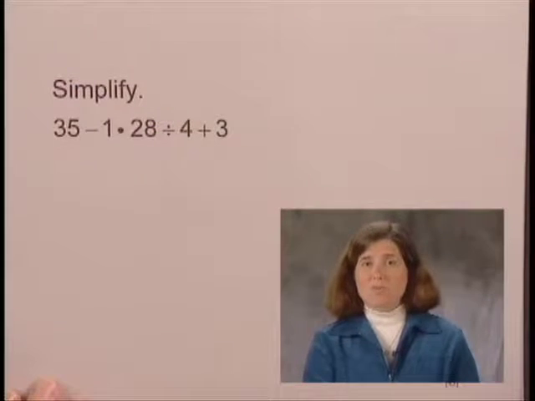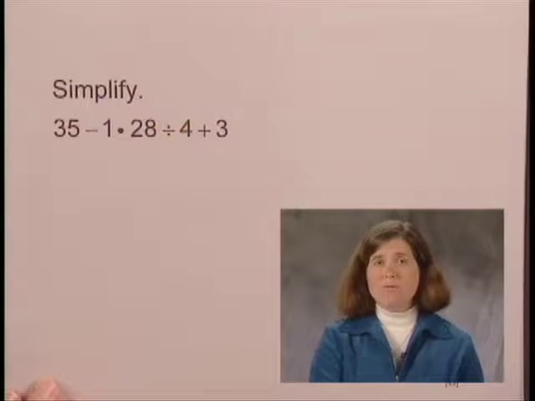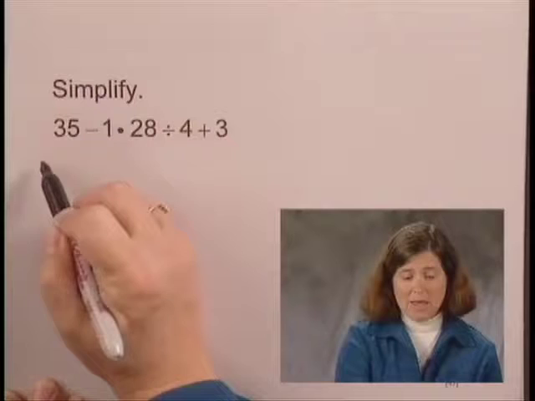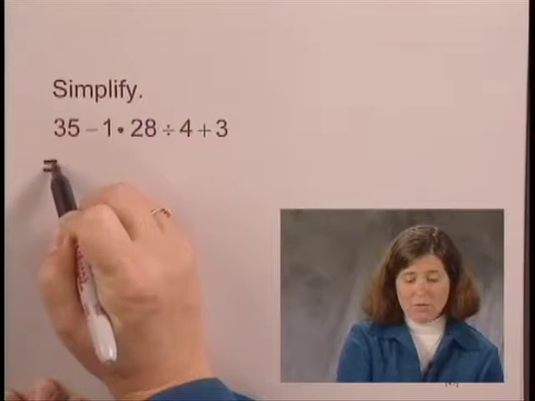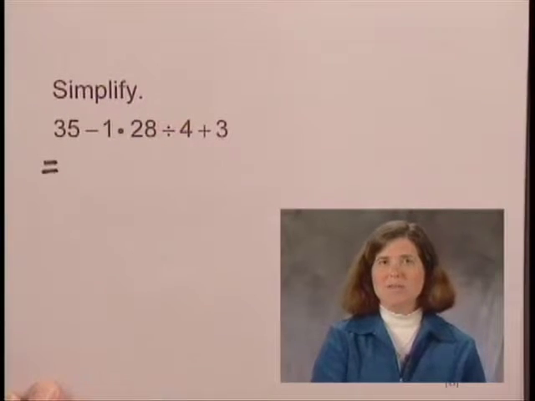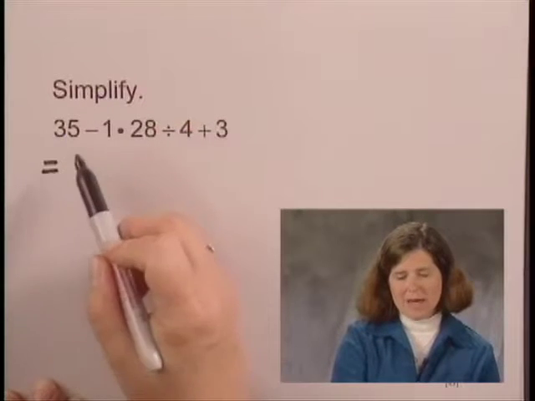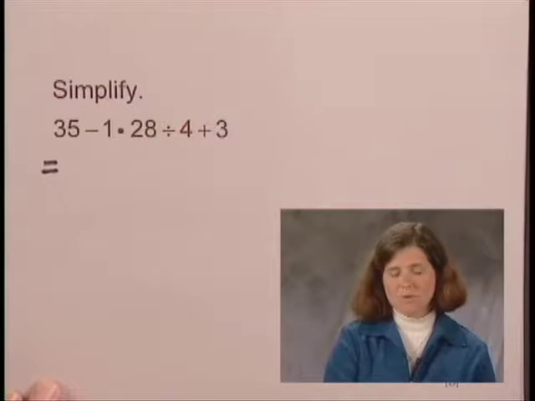We need to do all the multiplications and divisions in order from left to right first. Now, I am going to write all the rest of the expression as I go instead of just writing that particular operation, so that I don't lose any operations and so that I can write an equal sign. Each expression will be equal to the one before it.